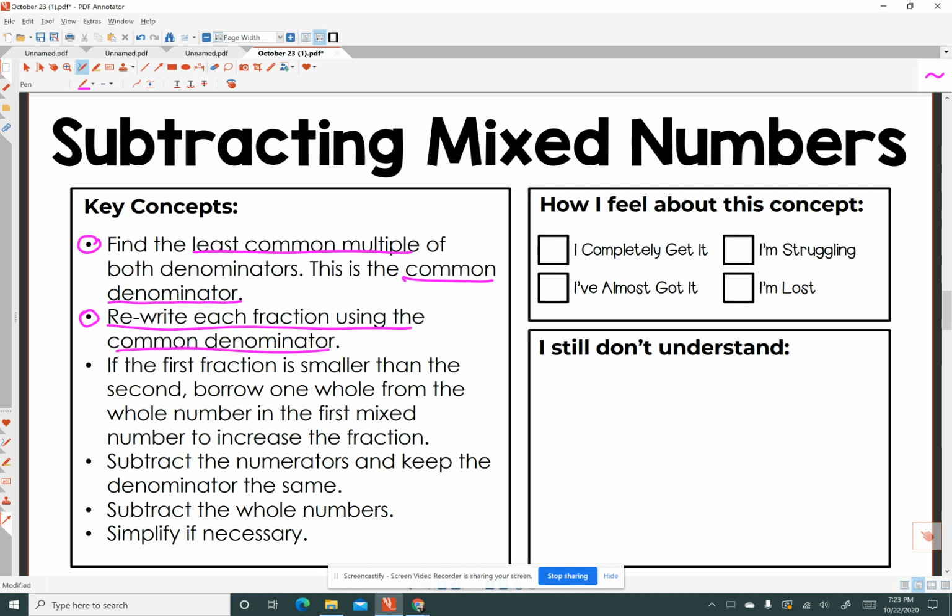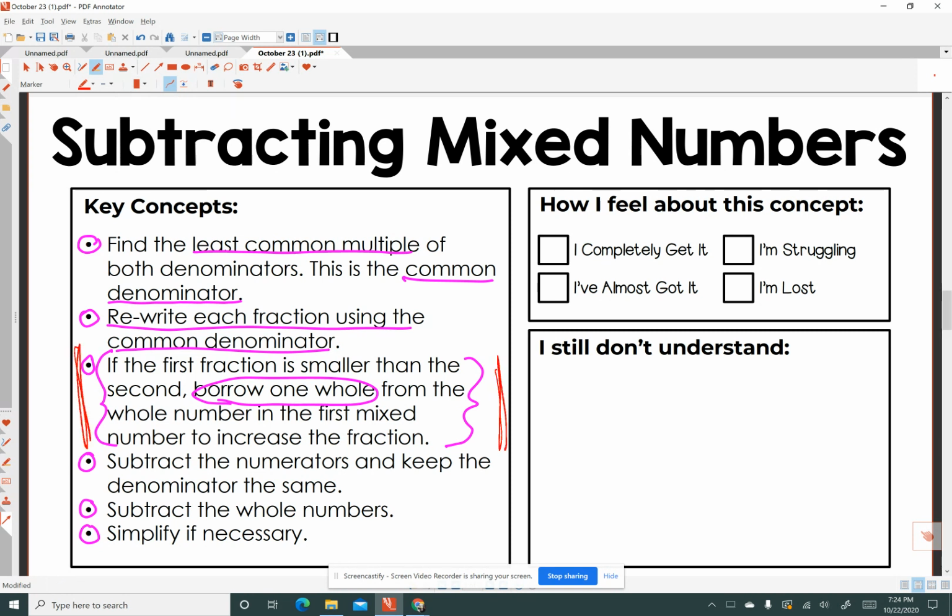Here's where it gets a little different. Here's the new information. If the first fraction is smaller than the second, you need to borrow one whole from the whole number in the first mixed number to increase the fraction. And I'll show you what that means. We'll do that in a minute. Then we subtract the numerators. We've done that before and keep the denominator the same. We'll also subtract the whole numbers, and if necessary, we will simplify. So the new stuff is really this part right here.